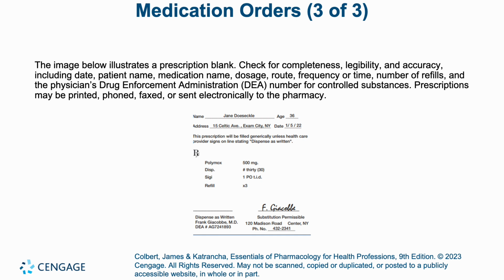We have the number of refills, dispense 30 pills per each time they fill it, with 3 refills. And then we have the physician's DEA name, which is on the bottom of the prescription here, right underneath the provider's name. And so you have all 6 elements here on this medication order, so that one is complete.